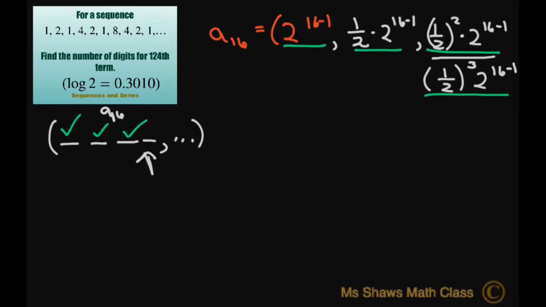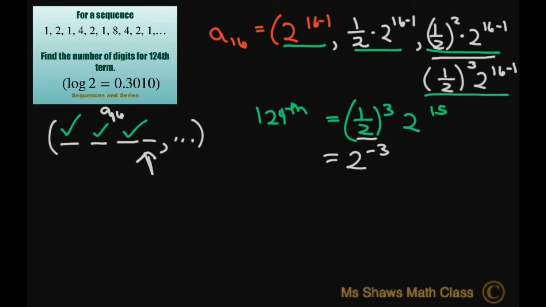Therefore the 124th term is going to equal this. This is going to be 2 to the power of 15. I can rewrite this as 2 to the power of negative 3, just moving that up, times 2 to the power of 15, which equals 2 to the power of negative 3 plus 15, which is 2 to the power of 12. All right, so this is what our answer is.